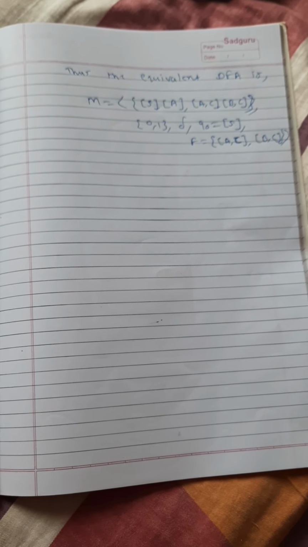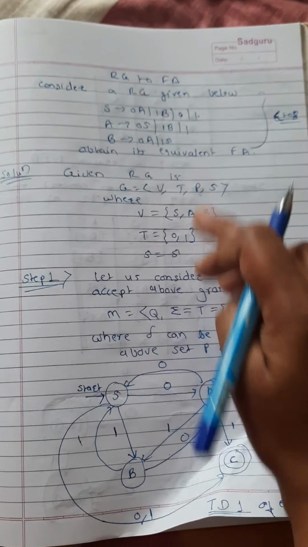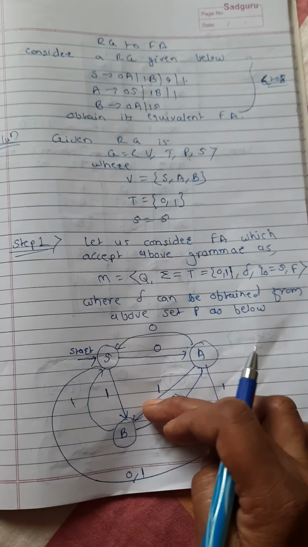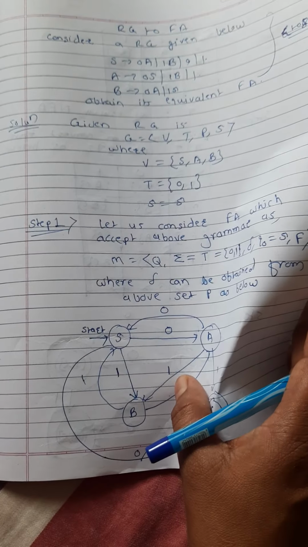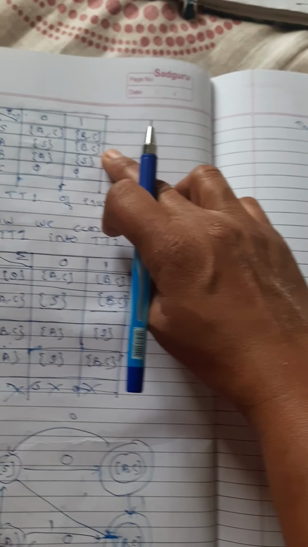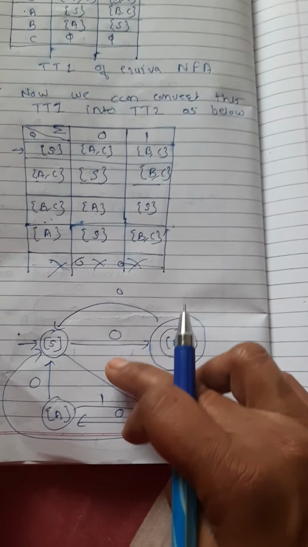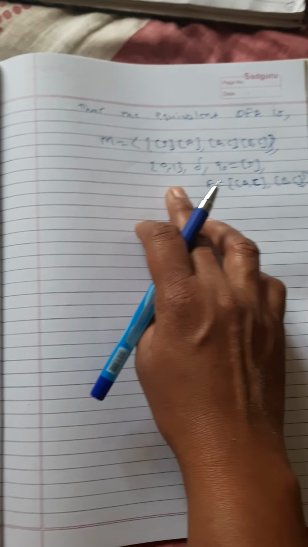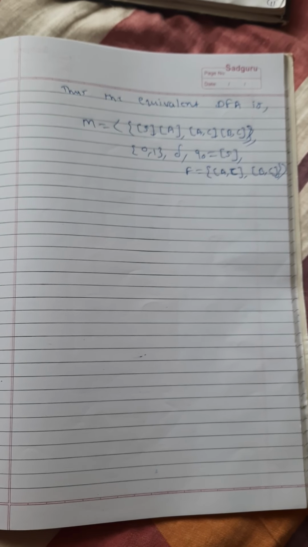This way we can convert the given regular grammar into a finite automaton. The RG has to be converted into a transition diagram. The production rules are converted into the transition diagram, which is mostly an NFA. This is the transition diagram. Obtain its equivalent table, then from this table convert to transition table 2, then the transition diagram 2, and then the final answer. So this way we can convert the given RG into an equivalent FA.